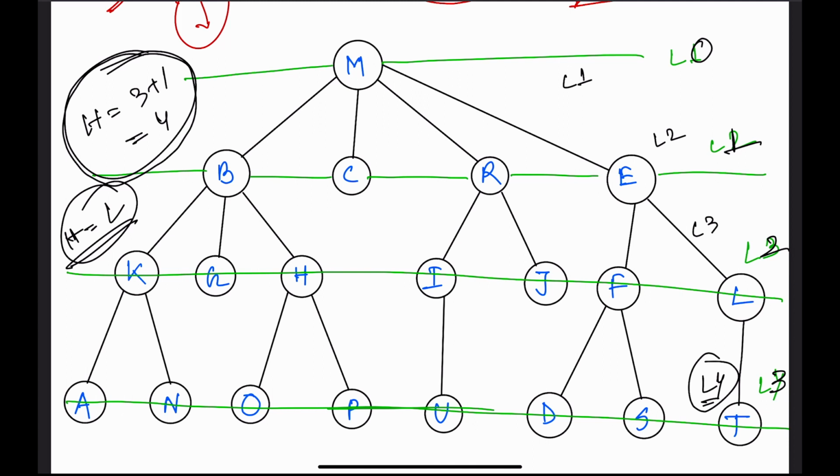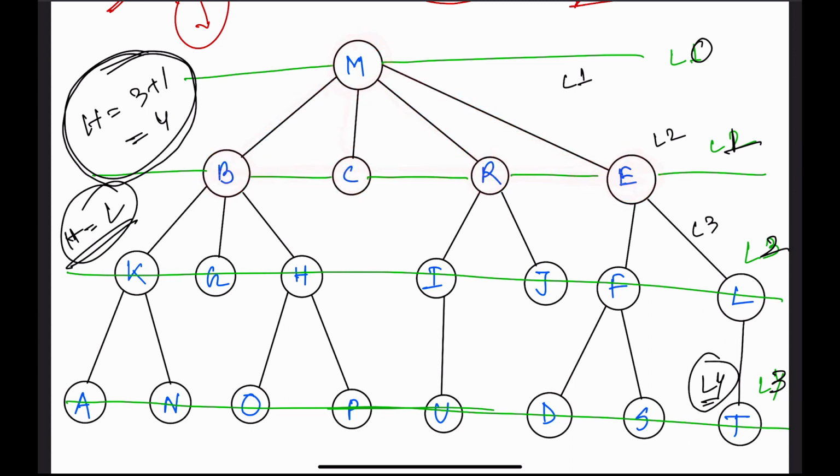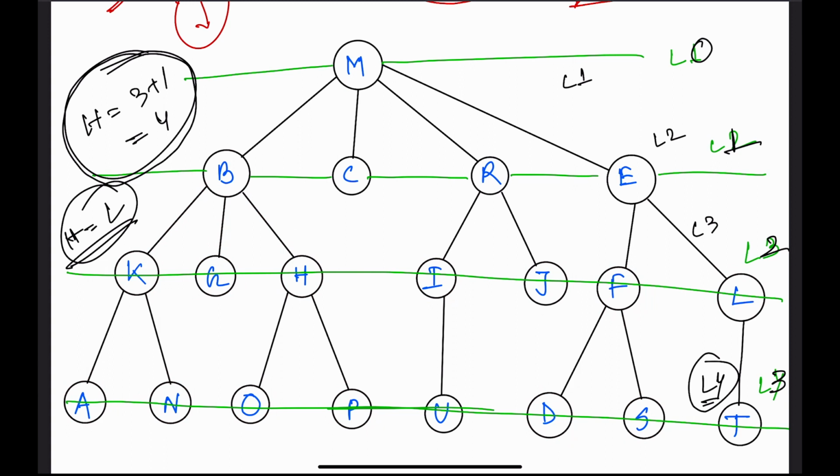Okay, now what are siblings? Siblings are like this. For example, B, C, D, E. All of these are siblings of this parent node, right? These are siblings, these are siblings, these are siblings. Sibling nodes mean nodes created or extended from the same parent node.